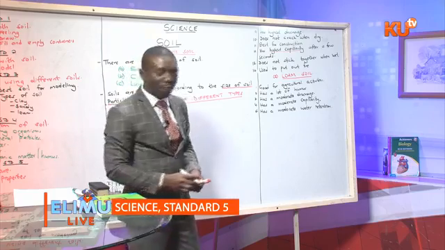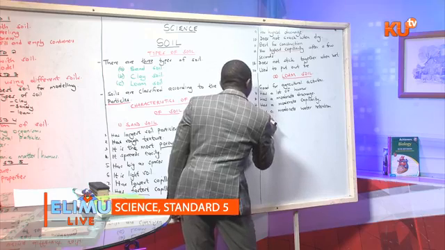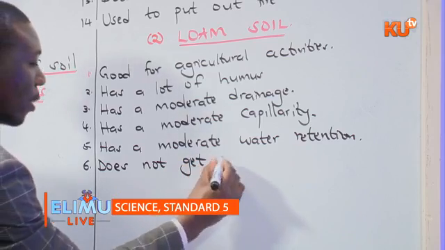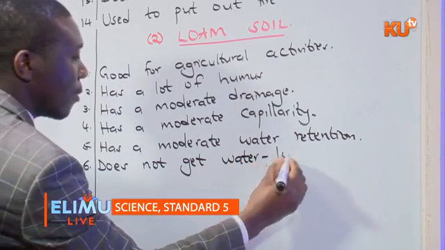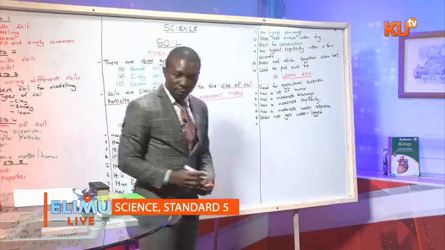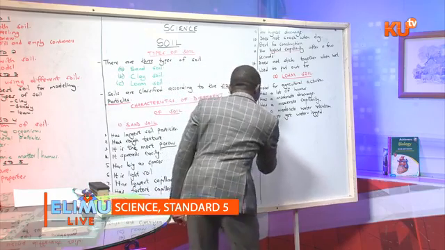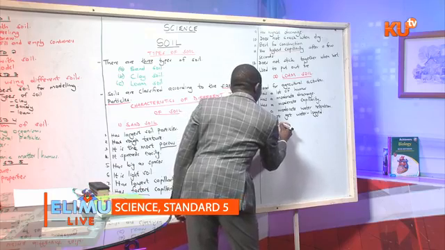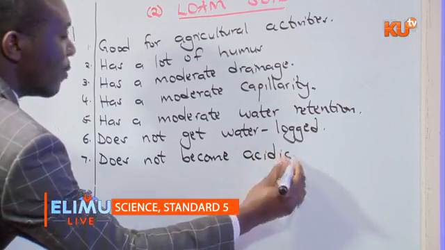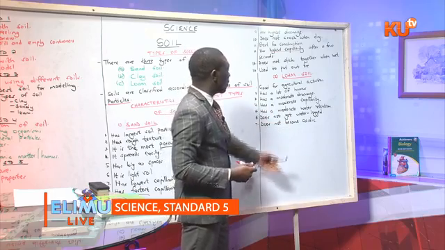Another characteristic, it does not get waterlogged. We shall learn the meaning of the word waterlogged when we come to clay soil. Number 7, which is the last characteristic here, it does not become acidic. You will find the soil that becomes acidic is the one that becomes waterlogged easily, and that one is the next type of soil we want to look at.